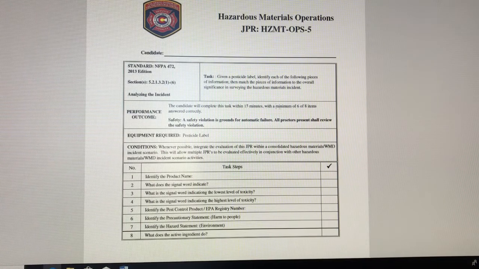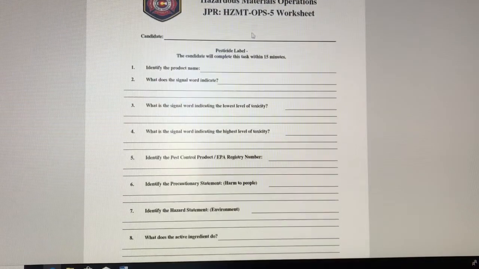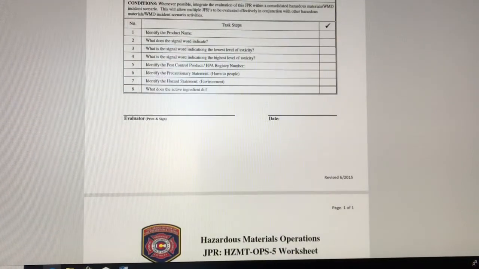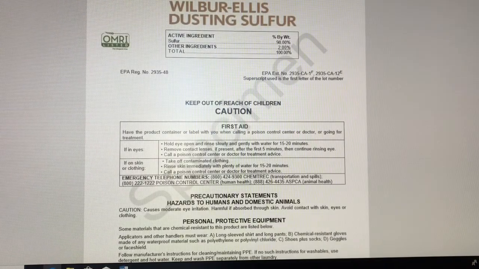You'll have 15 minutes. You have to get a minimum of 6 of the 8 items correctly. This will be done on paper with an accompanying worksheet that corresponds to the JPR criteria. So we'll move straight to the worksheet. You'll be given 15 minutes with this worksheet, the JPR, and a pesticide label. I've chosen one at random.